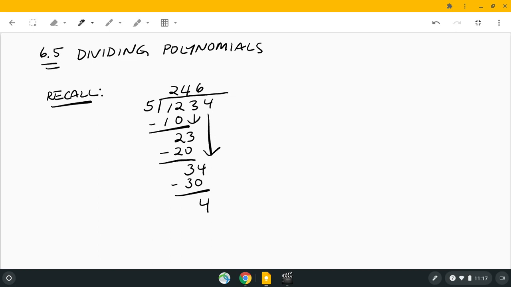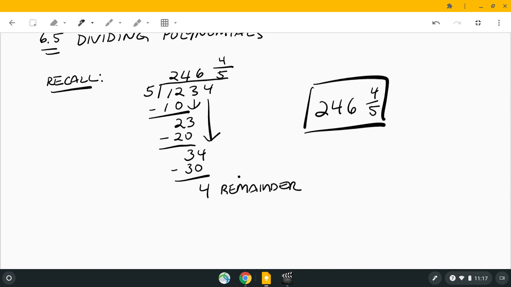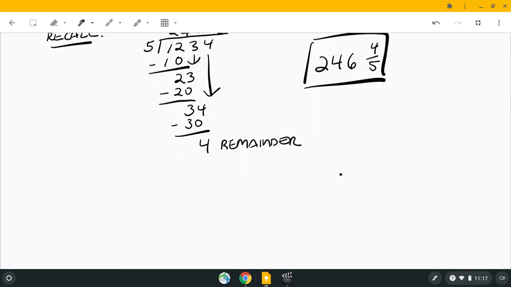Now, this is my remainder. What we're going to do with the remainders with polynomials is the same thing that we do here. We take that remainder, 4, and put it over the thing that we divided by, which is 5. So here the answer is 246 and 4/5. All right. Now with polynomials, let's have a look.